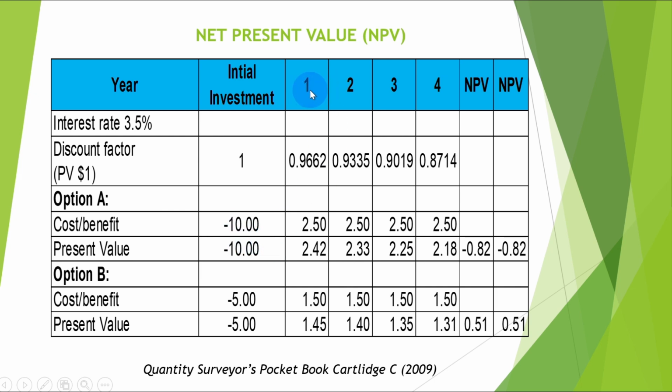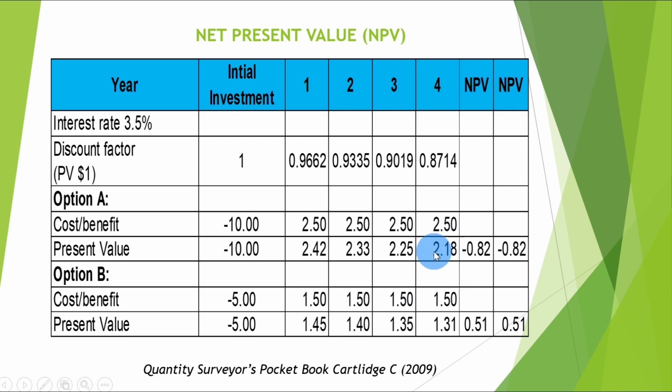But remember, we have the negative side here. For the first year, we earn a revenue of 2.5 million, but we have to discount it back to year 0. So we will multiply 2.5 million by 0.962, the discount factor. We will have the present value 2.42. Similarly, for the second year, third year, and fourth year, we will have the respective present value.